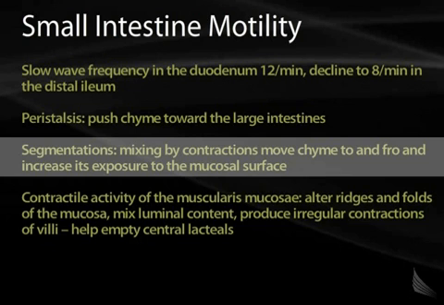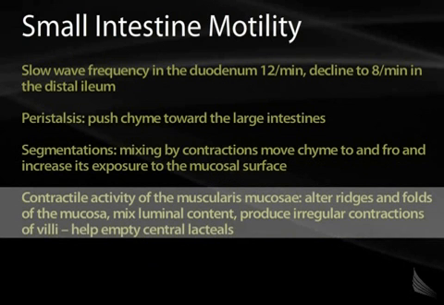There's also contractile activity of the muscularis mucosa. This alters the ridges and folds of the mucosa, helping to mix the luminal contents up and producing irregular contractions of the villi. This helps to empty the central lacteals which are present, and helps with increased absorption as well.